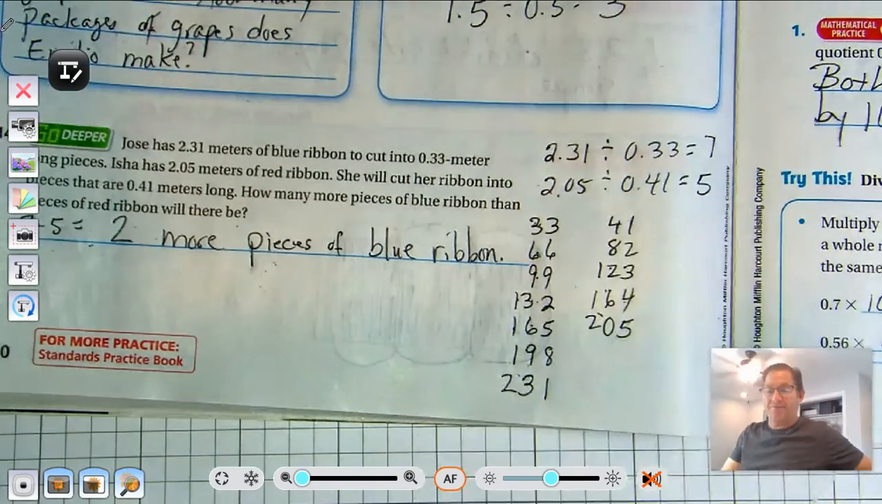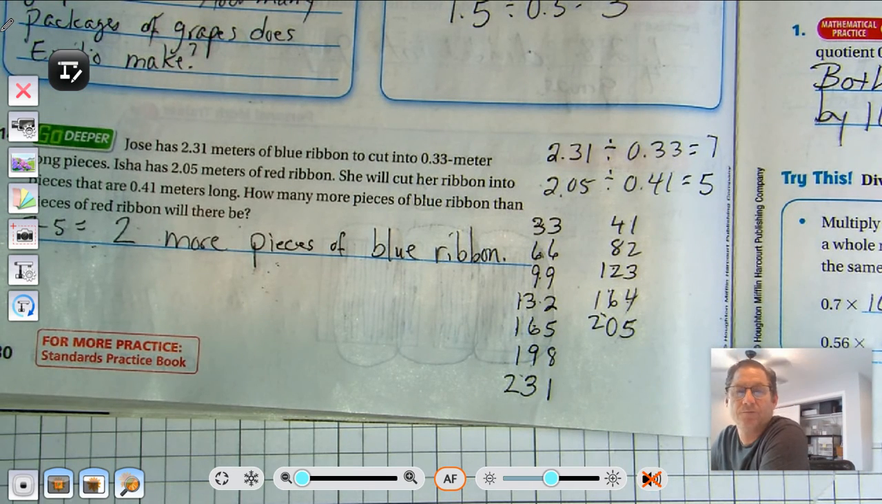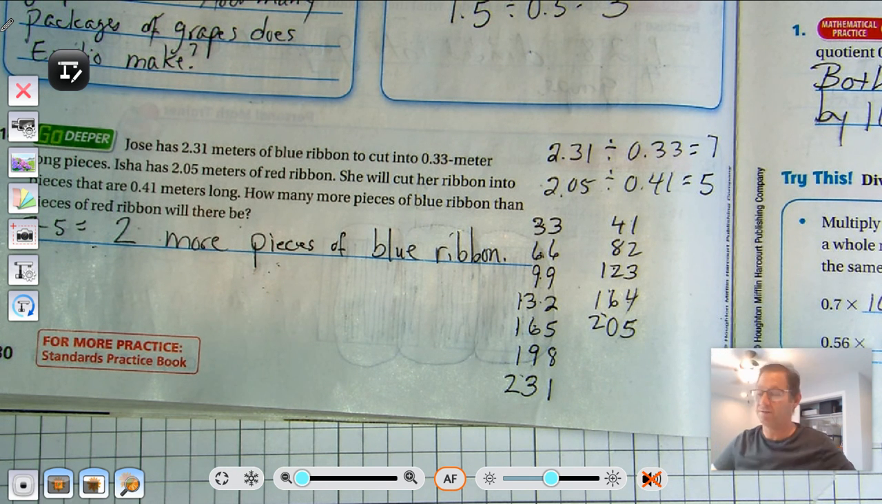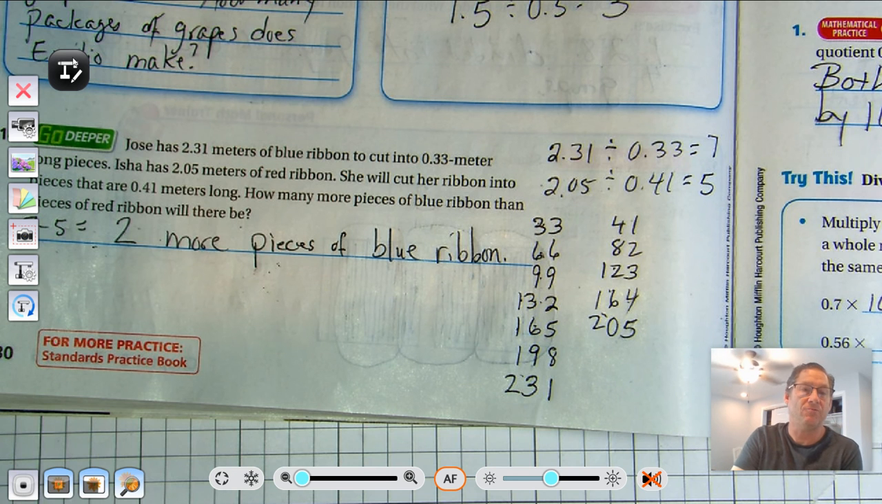All right, so that's it for using decimal models to divide by a decimal. And so in our next lesson in chapter 5, we'll be working on dividing decimals without the models. So until then, I will see you soon.